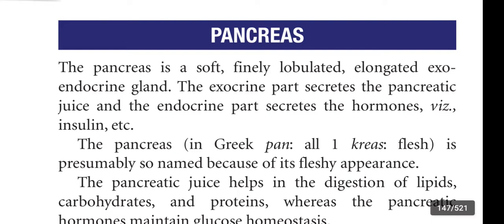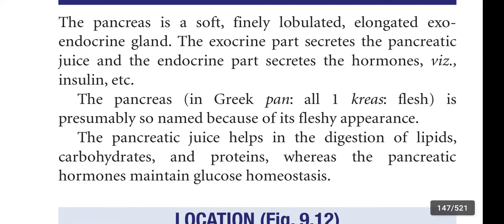Pancreas is a soft, finely lobulated, elongated exoendocrine gland. The exocrine part secretes the pancreatic juice and the endocrine part secretes hormones like insulin. In Greek, pan means all and creas means flesh. It is presumably so named because of its fleshy appearance.